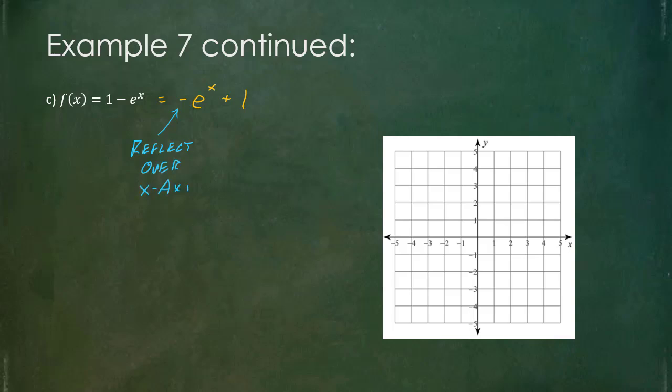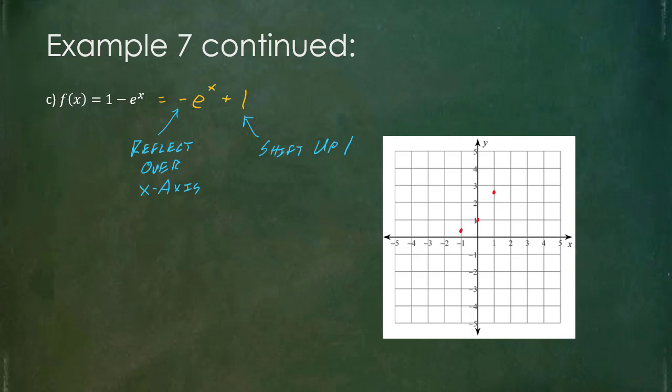And then the plus 1 that's outside, since it's adding outside of the function, this right here should be a shift up 1 place. So once again, if I were to take my original 3 key points, I've got (0, 1), I've got (1, 2.7), and I've got (-1, 0.4-ish).